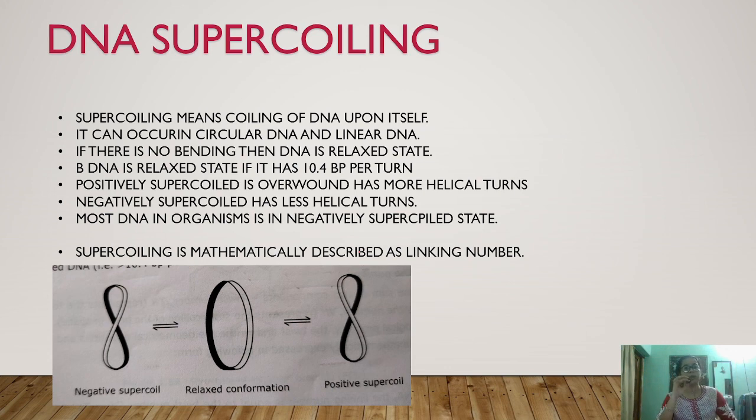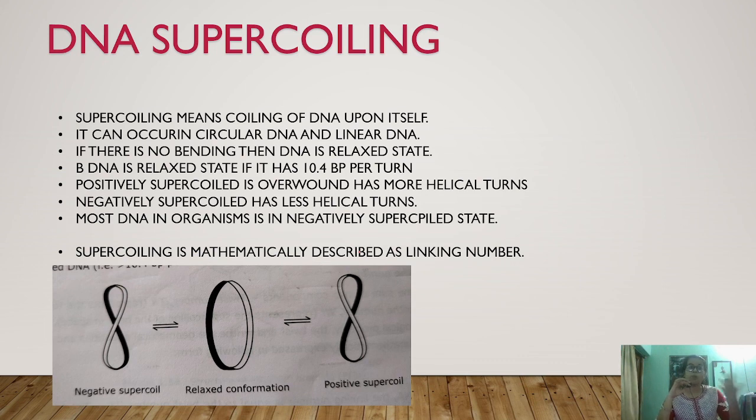What is DNA supercoiling? As the DNA is a long strand structure, inside the chromosome it needs to be present in a condensed or compact manner. For that, supercoiling takes place. What is supercoiling? Supercoiling is coiling of the DNA upon itself. Usually the DNA remains in a relaxed state. If you see the normal structure of the DNA, it will be in a relaxed state. But when it is present in a chromosome, it will be in a coiled state, that is the supercoiled state.